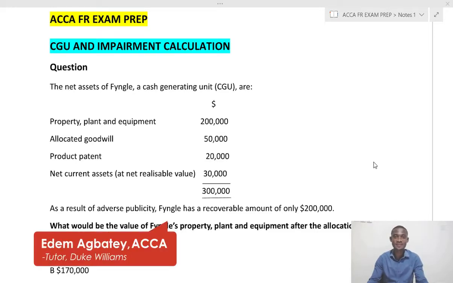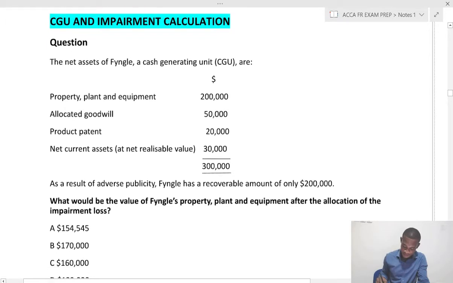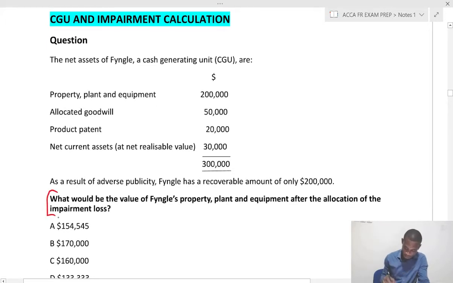My name is Adam. In this video, I'll be taking you through how we account for a cash generating unit and impairment allocation of the various assets in the CGU. Let's look at the question. To start with the requirement, always look at the requirement. What will be the value of Fingal's property, plant, and equipment after the allocation of the impairment loss?